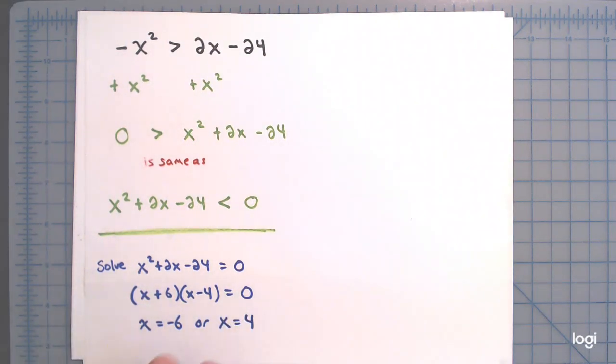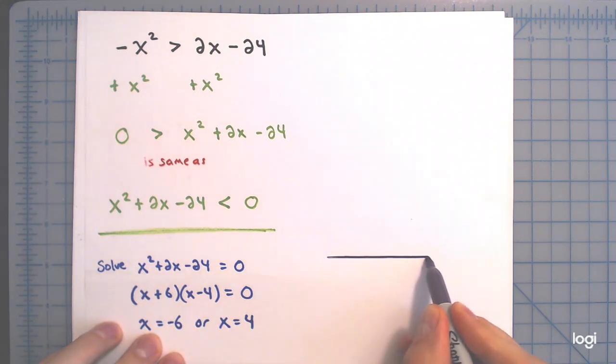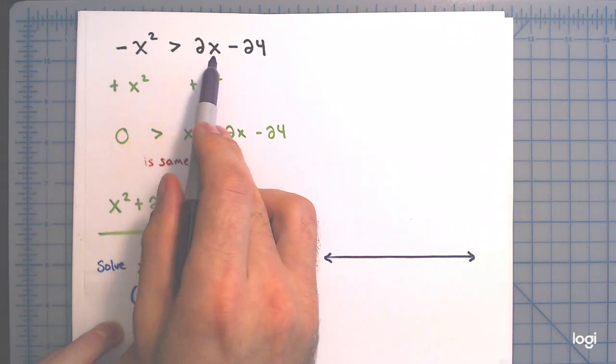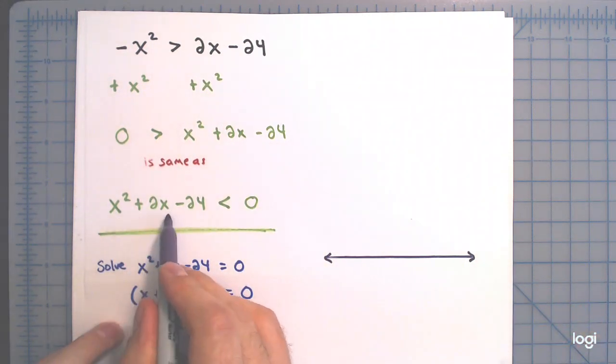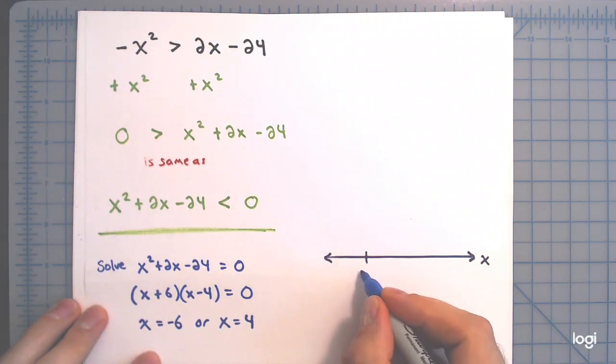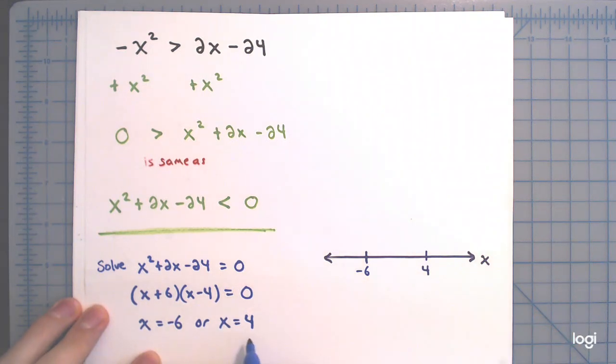So I solve that, and I put those on a number line. Here's a number line representing possible values of x. Our inequality had a variable x here. And I mark these numbers off. Negative 6 would be to the left of positive 4. These make that expression equal 0.